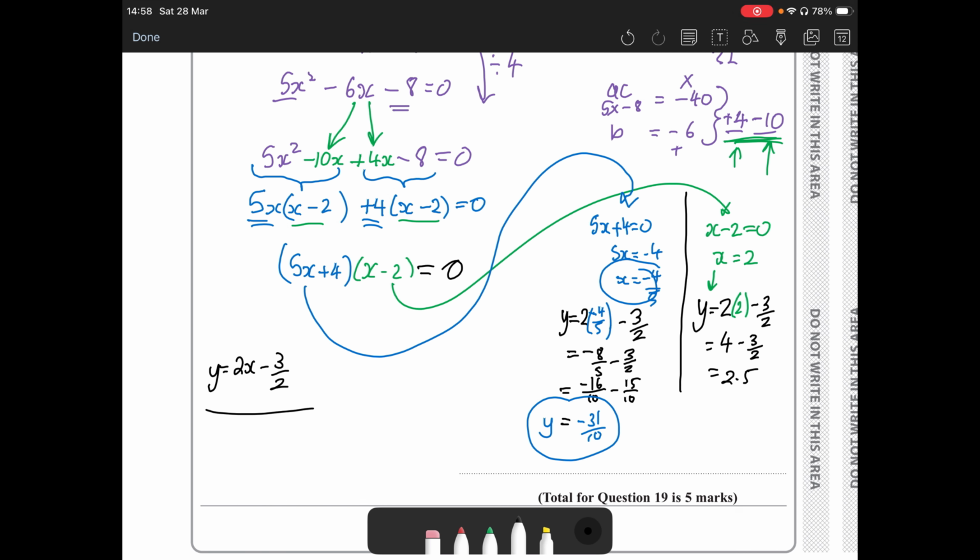Or 5 halves, if you will. However you want to work it out. Yeah, this is what, 8 halves, isn't it? 4 is the same as 8 halves. Take away 3, 5 halves, right.